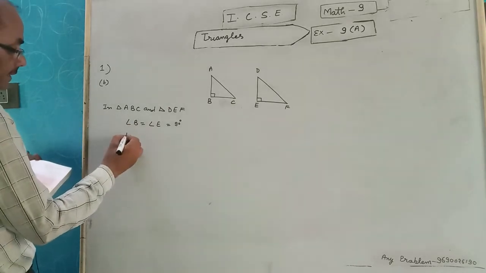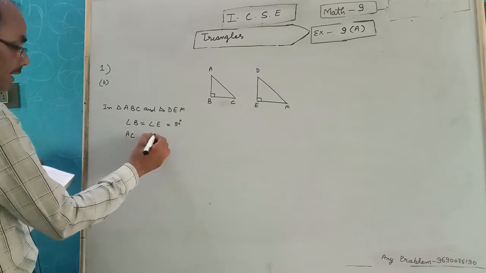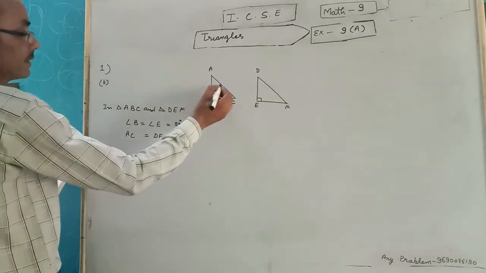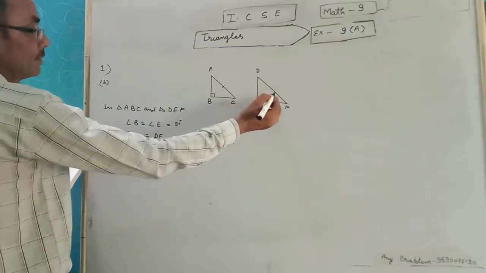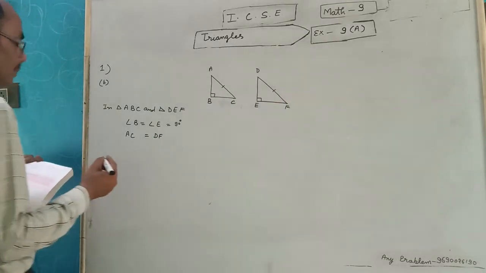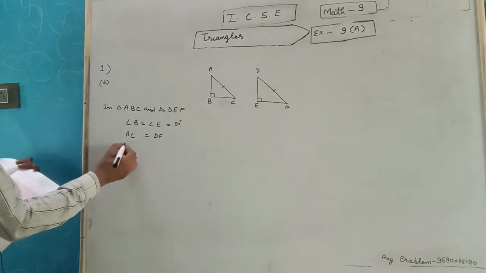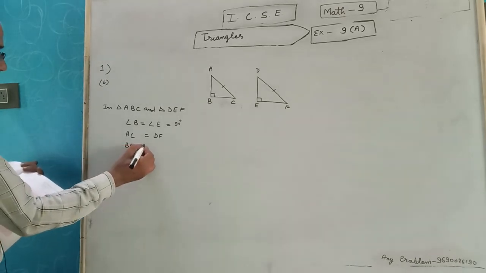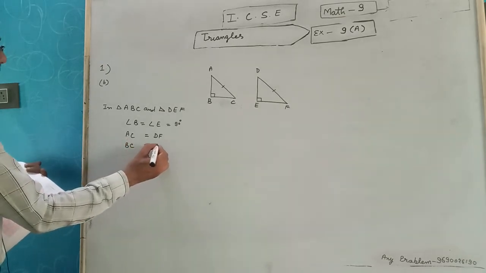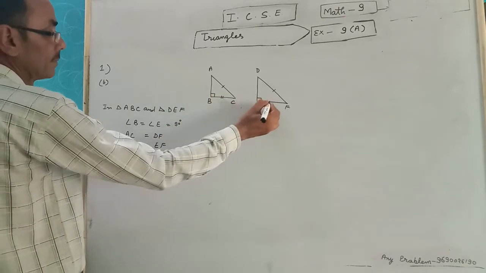and AC equal DF. AC will be hypotenuse and DF will be hypotenuse, and BC is equal to EF. BC is equal to EF.